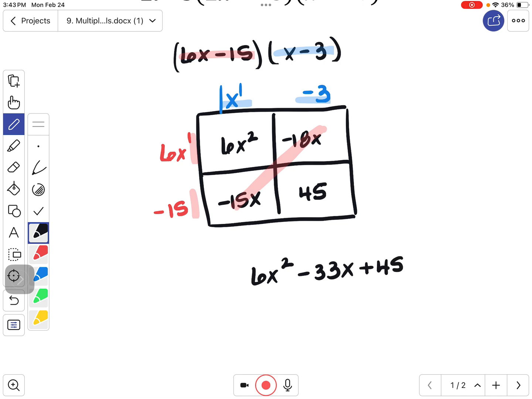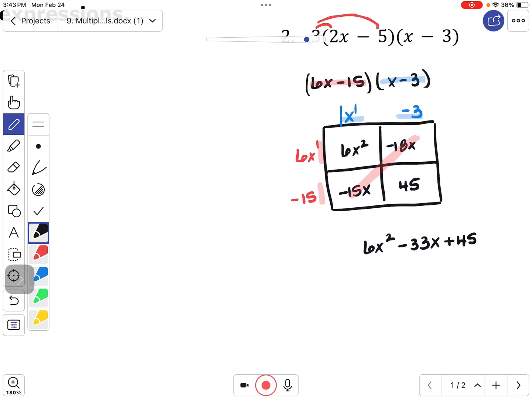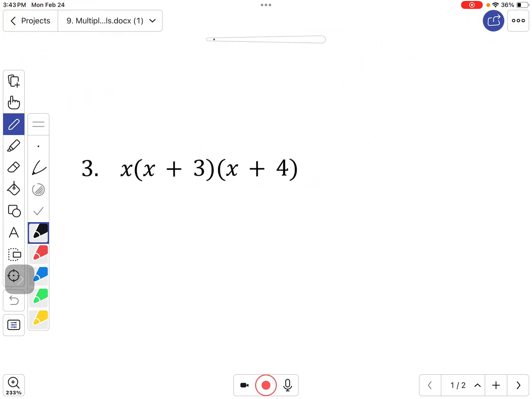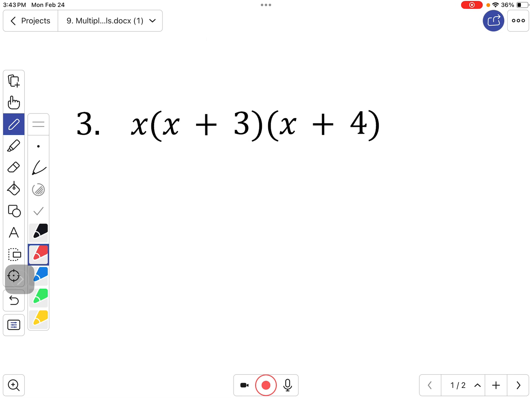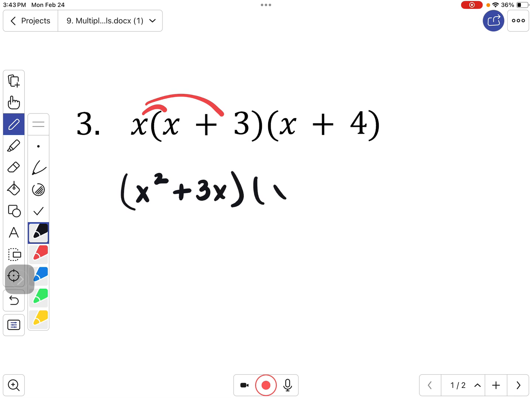Okay, so that is the method that we used when we did the box method. These next two we're going to do is double distribution. Okay, so the first thing I want to do is distribute this x to both of those first pieces. So when I have x times x, that's going to give me x squared. When I have x times 3, that's going to give me a 3x. It's all positive, so that's going to go in parentheses. And then my other one stays the same, so x plus 4.